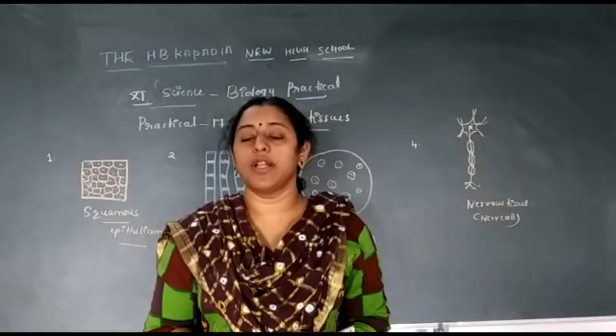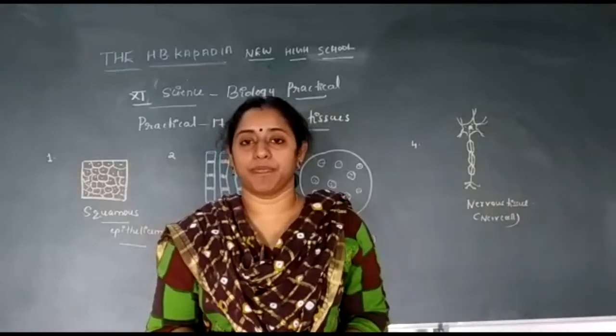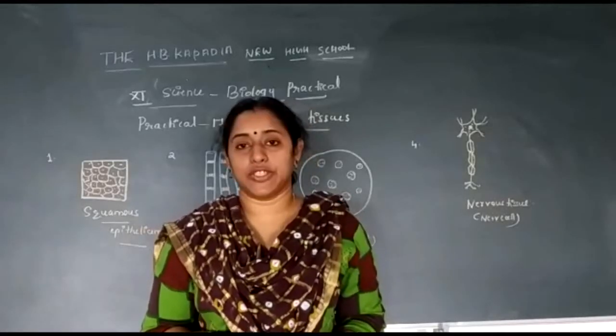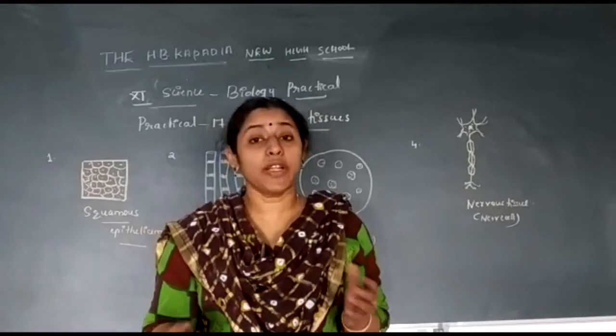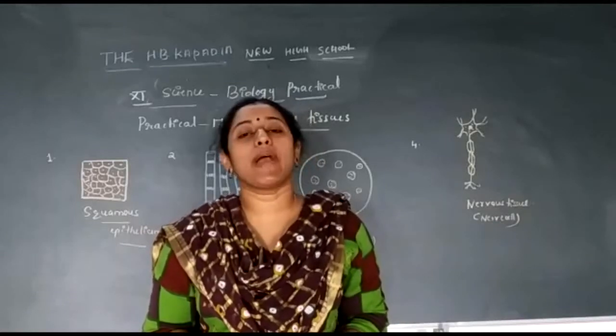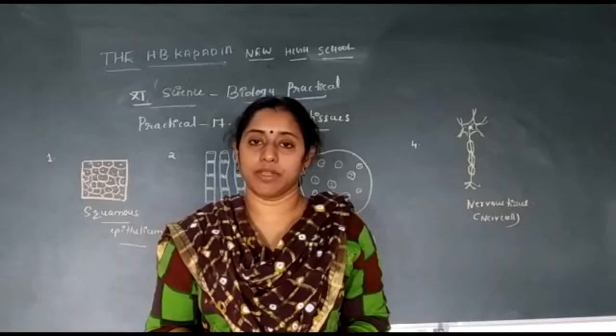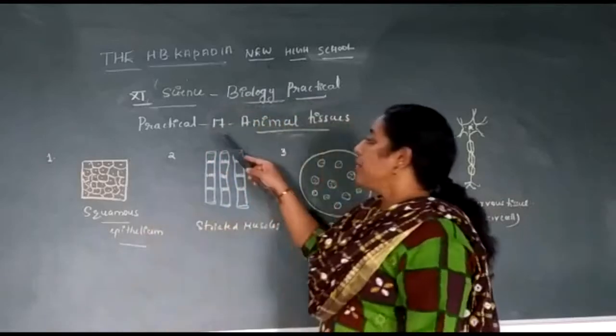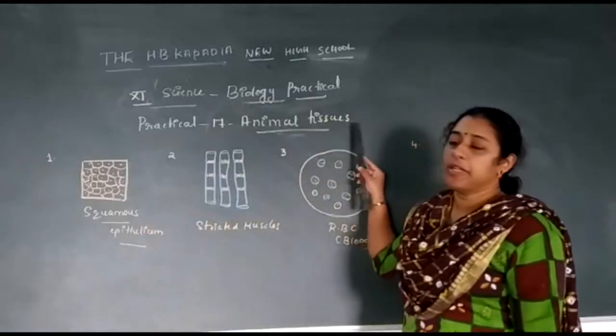First one is called the epithelial tissue. Epithelial tissue is normally protective in function. There are different types of epithelial tissue. In that we will learn about squamous epithelium. So, I am going to start the practical. So, the practical number 17, animal tissue.